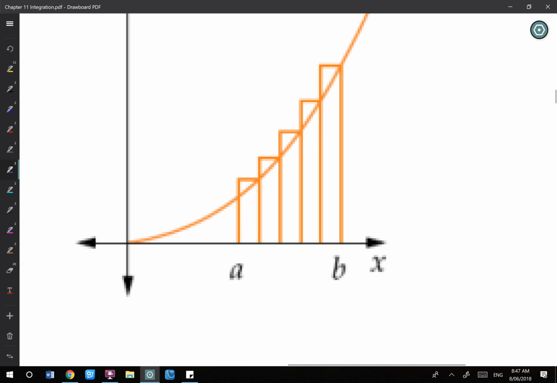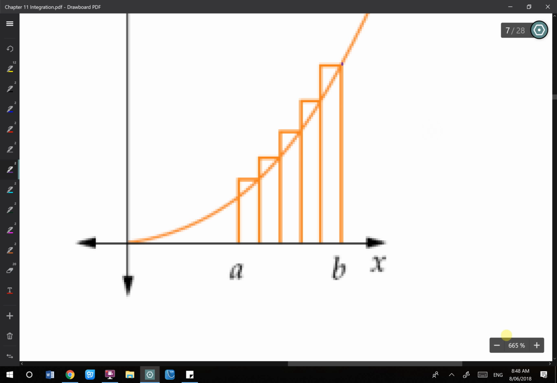Why do I call that a right-hand side? I start to draw the rectangle on the right-hand side. Still 5 rectangles, exactly the same graph, 5 rectangles in between A and B. But I start to sketch my rectangle by using the most right-hand side point. So this is my first one. Now I reach this point, I will use this height as my new rectangle. So I have this one.